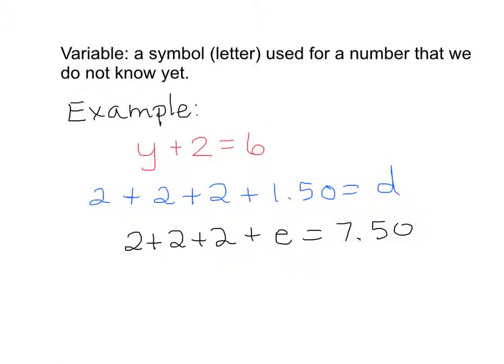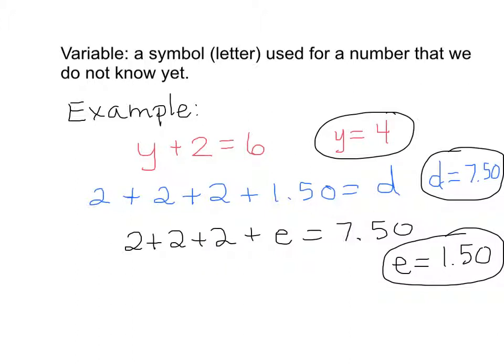In the blue, we have 2 plus 2 plus 2 plus 1.50 equals d. I'm figuring that looks really familiar to something we've done earlier, and you probably know what that d stands for. 2 plus 2 plus 2 plus e equals 750. Again, you should notice that this is a very similar number sentence. Missing part.